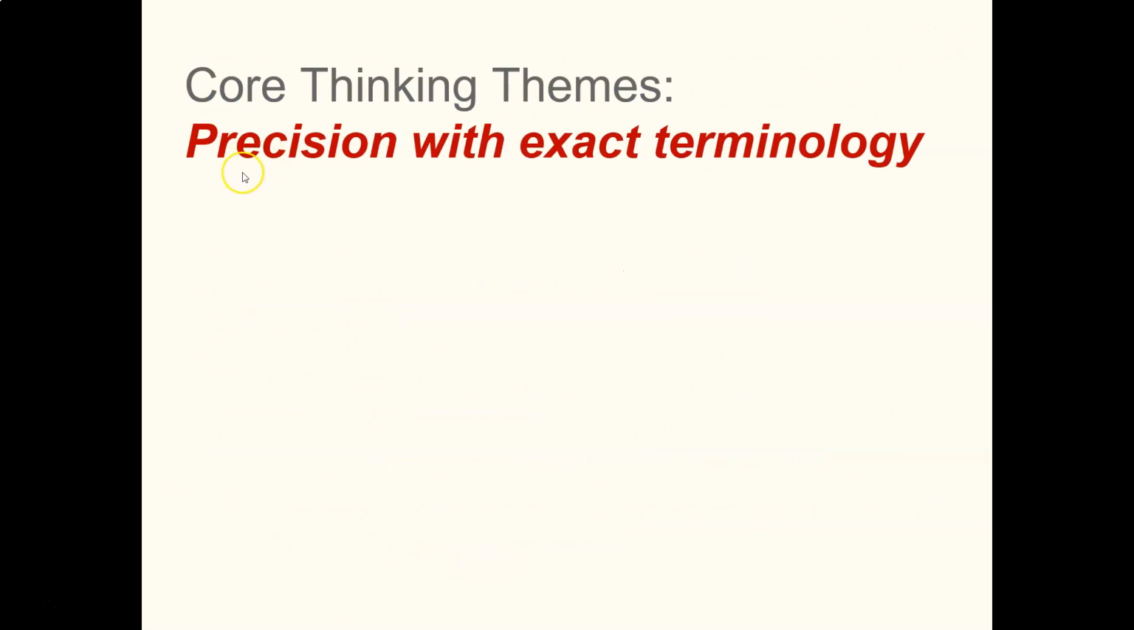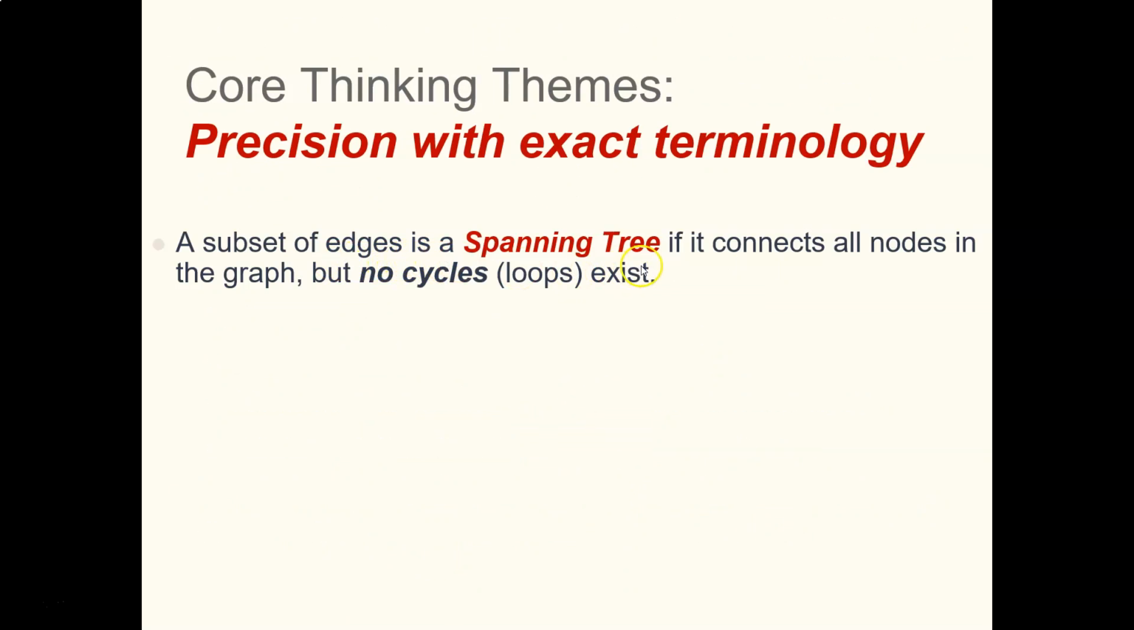Let's now see some basic terminologies. A subset of edges is a spanning tree if it connects all nodes in the graph, but no cycle exists. So what's a tree in the first place? Think about it like any natural tree. It has a root, a trunk, and branches, but as you all know, the branches are not connected to each other. So in a graph, in simple terms, a tree is simply a hierarchical graph with a root node and none of its edges forming a cycle.